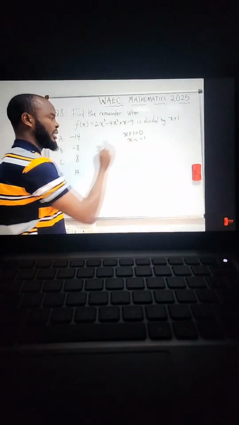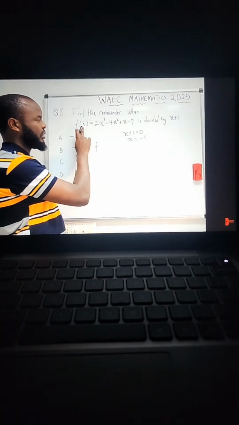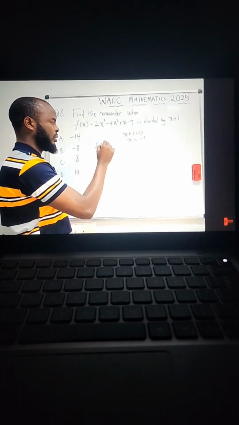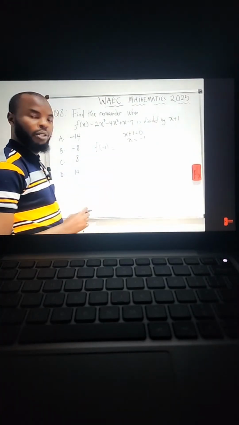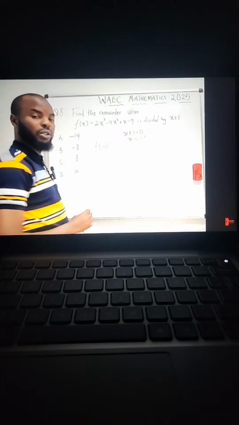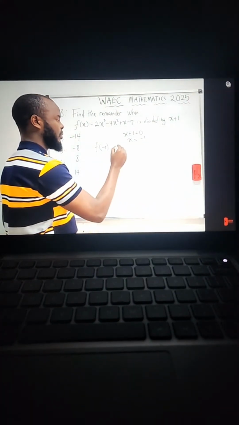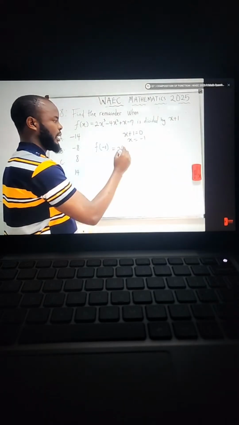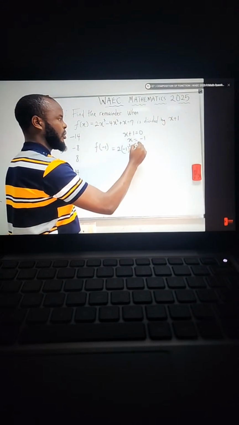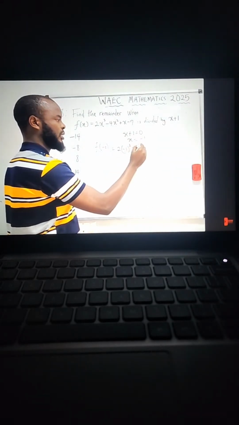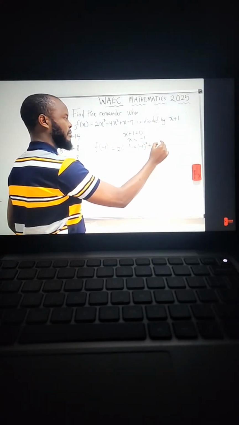Now we have x to be -1. So what we want to do here is we have f of x. Instead of x, here we have the solution for x, which is -1. Plugging this into this equation to see what the remainder is going to be. Now, to do this, we have 2 times x, which is -1 to the power of 3, minus 4 times x, which is -1 to the power of 2, plus x minus 7.